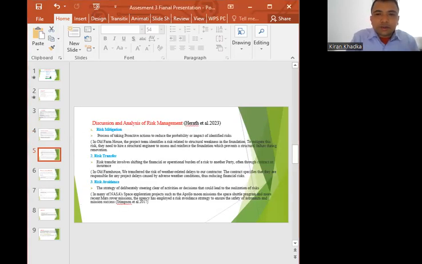And discussion: analysis of risk management. Now let's focus on the strategies that project managers can employ to respond to the risks effectively. According to Herat et al., there are five primary strategies. The first one is risk avoidance. This strategy involves taking actions to eliminate the risks entirely.